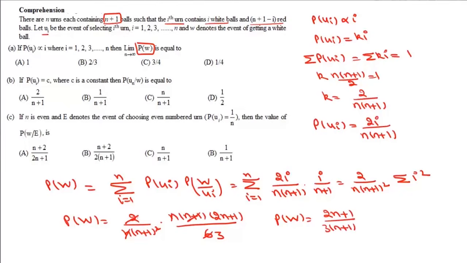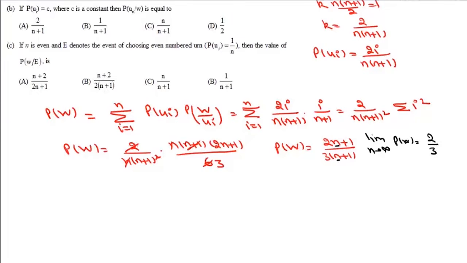Now we need to find the limit as n tends to infinity. If we take this limit of P(W), the highest power of n in the numerator is 1, and in the denominator also it is 1. So this limit is essentially the ratio of the coefficients of the highest power of n, which is 2 by 3. So the value of this limit is 2 by 3, and that's your option B.